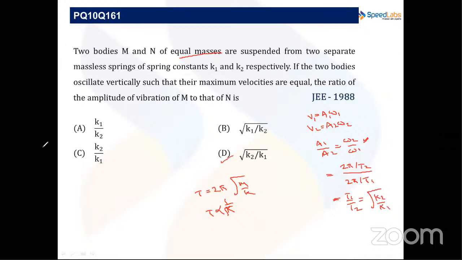Is that clear to all? Moving to next question.